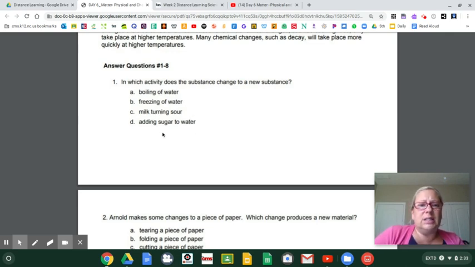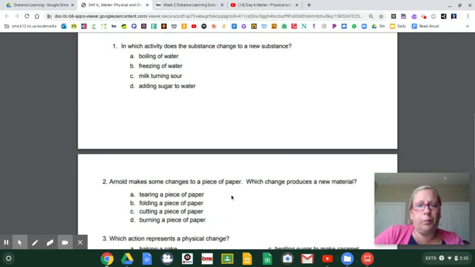All right. And the last one is adding sugar to water. When I add sugar to water, I get sugar water. But I think that when the water evaporates out, then I would still have sugar and water vapor. So I think that's dissolving. All right, I'm pretty sure I know which one is the new substance, and I think you probably do too by now. Let's go to number 2.